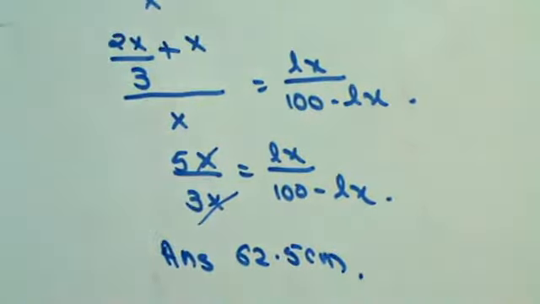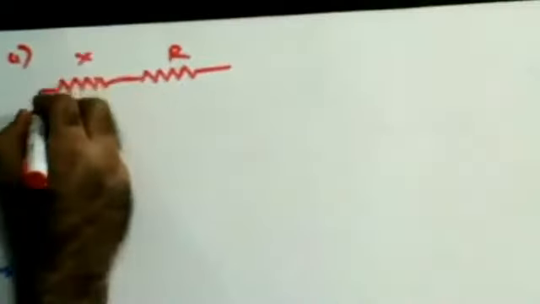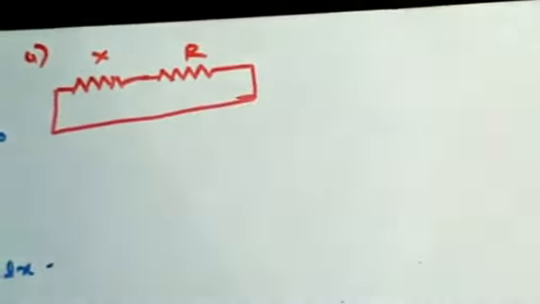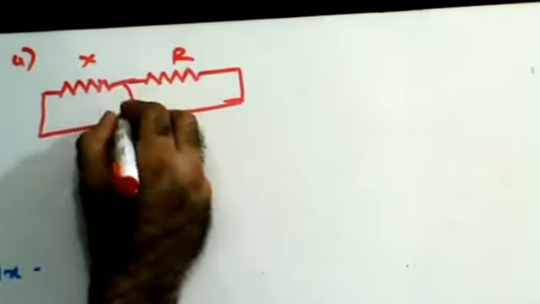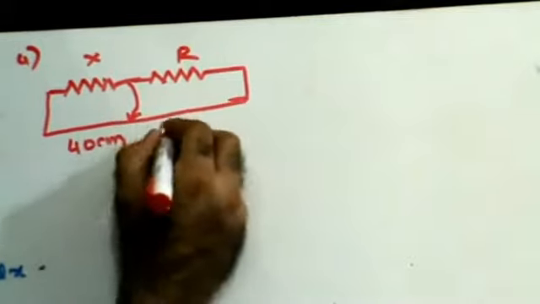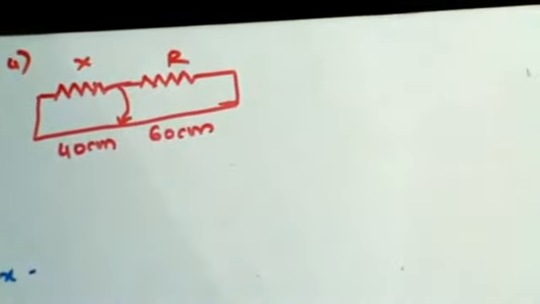Take on next sum, please. A uniform resistance X is placed in the left gap, and a resistance R is placed in the right gap. The null point is obtained at 40 centimeters from the left end.